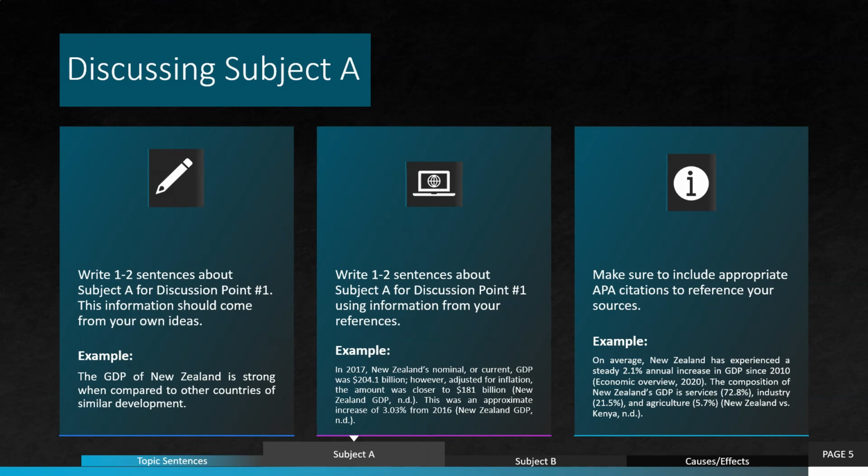Moving on to discussing subject A. You're going to write 1 to 2 sentences about subject A for discussion point number 1. This information should come from your own ideas. For example, the GDP of New Zealand is strong when compared to other countries of similar development.